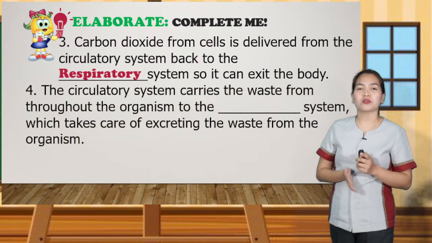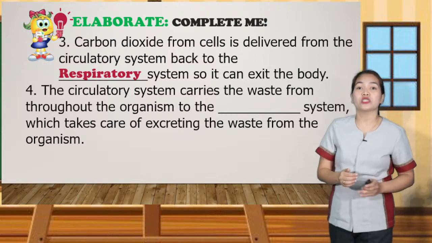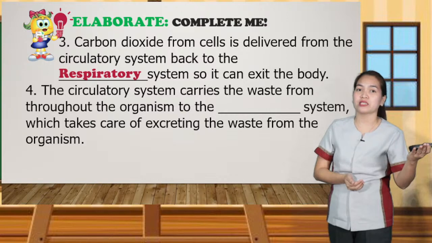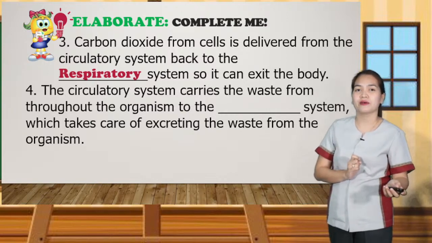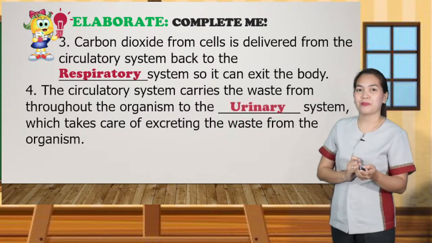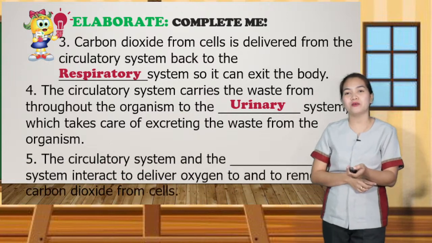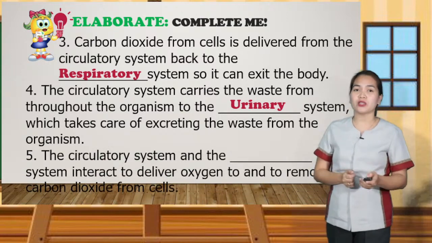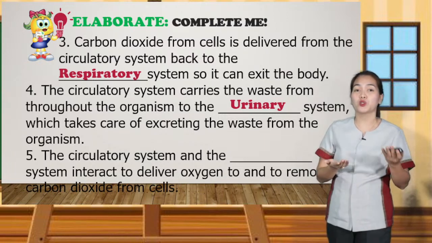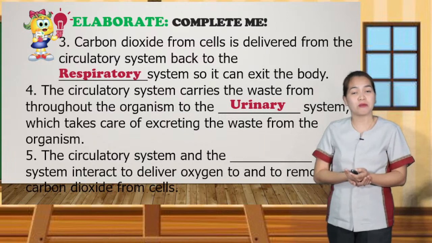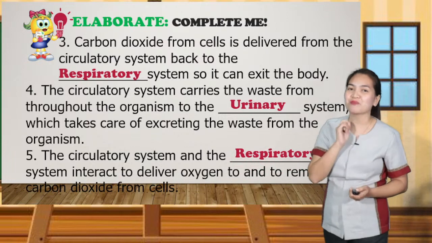Okay, next one. What about this: the circulatory system carries the waste from throughout the organism to the blank system, which takes care of excreting the waste from the organism. Remember, from the word excreting, the answer is? Your answer is urinary or excretory system. Okay, and the last one is the circulatory system and the blank system interact to deliver oxygen to and to remove carbon dioxide from cells. So what do you think it is? The answer is respiratory system.